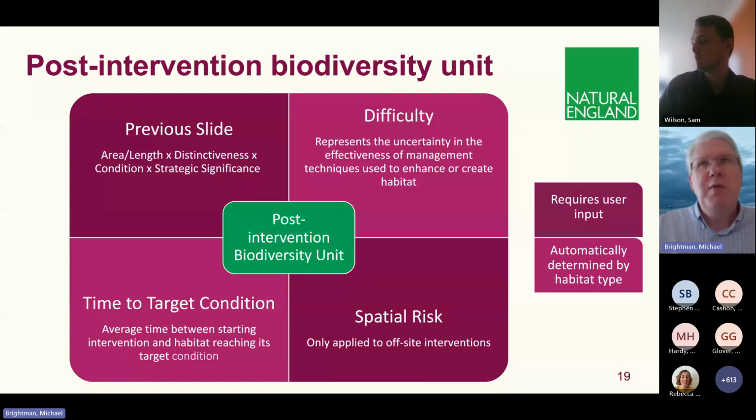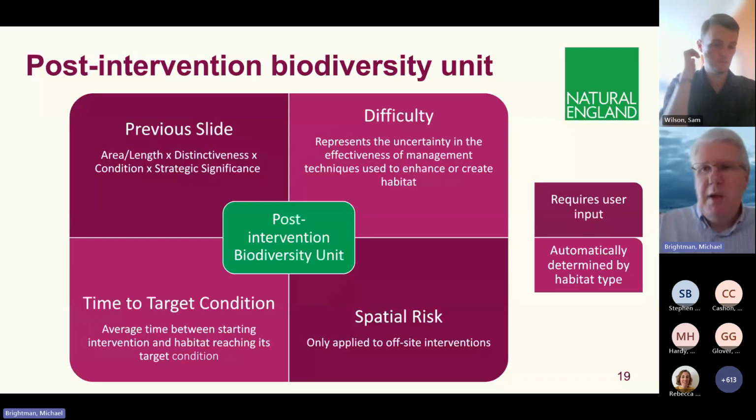For the post-intervention biodiversity units, as well as the four baseline factors, the assessor would then enter the spatial risk, that is, how local to the original site the off-site units are being provided. And there would be two pre-populated multipliers, one being the difficulty to create or enhance each type of habitat, and the other being the temporal risk, the time to target condition, again pre-populated and based on expert analysis by habitat specialists.